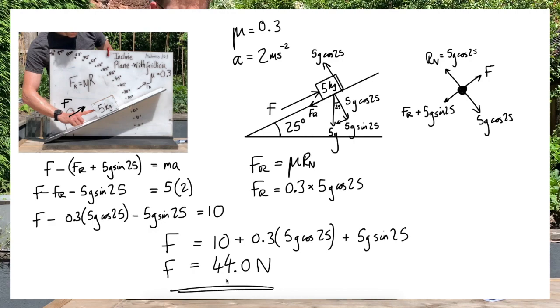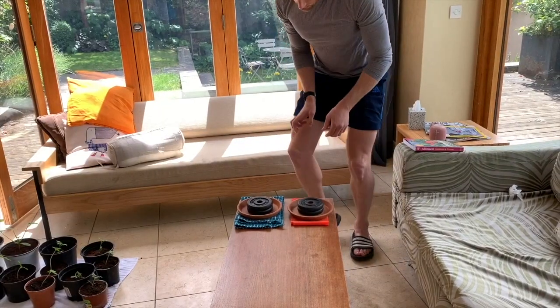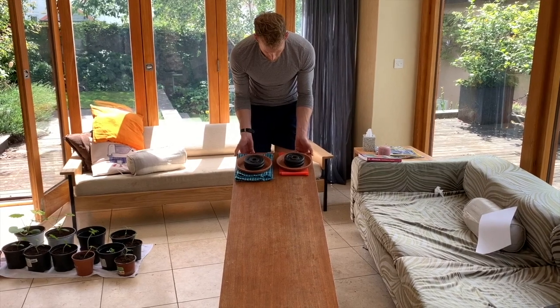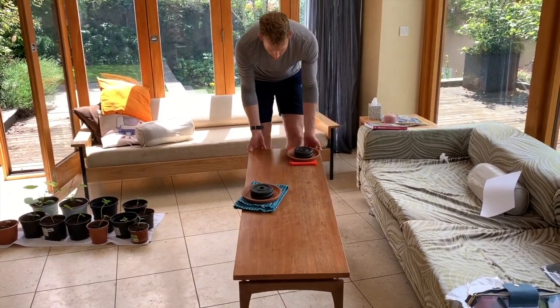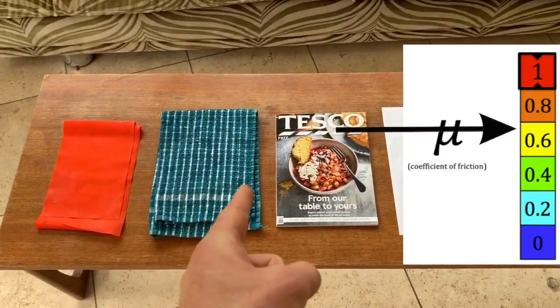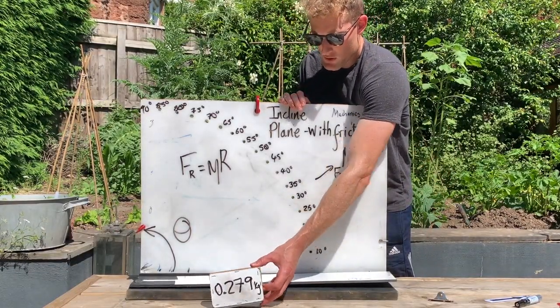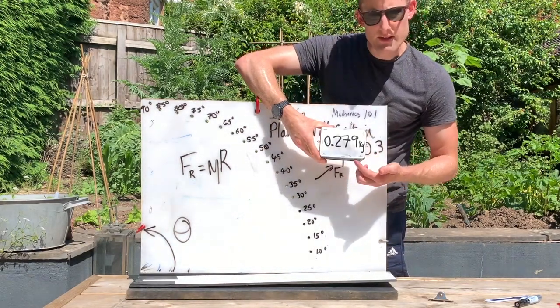What's really important in this question is that you've realised this force must overcome the gravitational component, 5G sine 25, and the frictional component. It must do that in order to accelerate this particle at 2 meters per second squared. Cast your mind back to last week's video, where I spoke about friction and inclined a table until objects slid, to see which one had the lowest or highest coefficient of friction. Now we can actually find the coefficient of friction by using this and a particle that we know the mass of. This particle I've just weighed, and it has a mass of 0.279 kilograms.